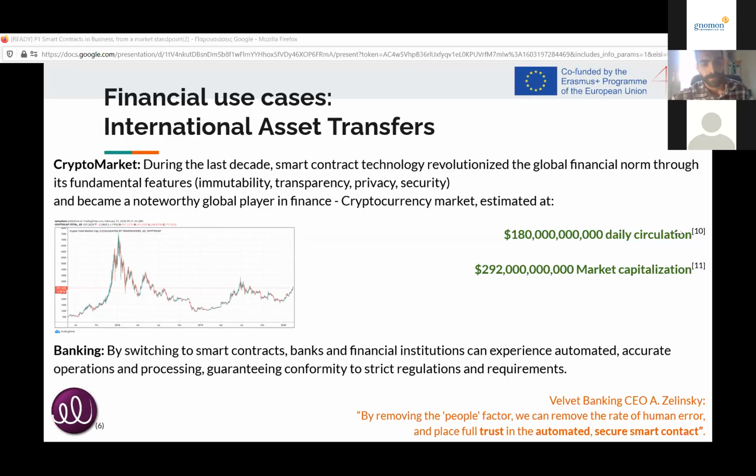Aligned with the crypto market, financial services like banking appear to be very important in the business arena. And why is that? By switching to smart contracts, banks and financial institutions can experience automated, accurate operations, and they can process and guarantee conformity to strict regulations and requirements. Just a very brief quote of Alexander Zelinsky, the CEO of Velvet Banking, a blockchain-based banking system. He said that by removing the people factor, the human error, we are in place to set full trust in the automated secure smart contracts, which is a secure environment for investors to exchange and invest different assets of value.